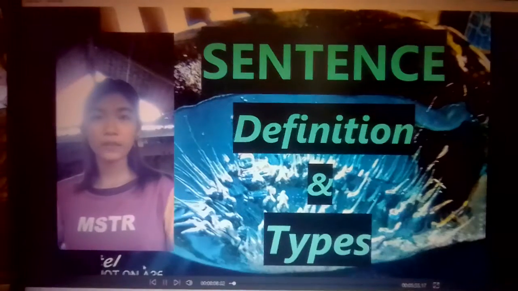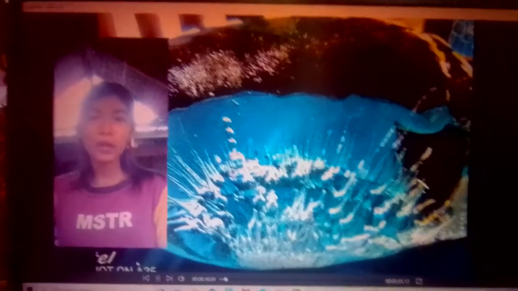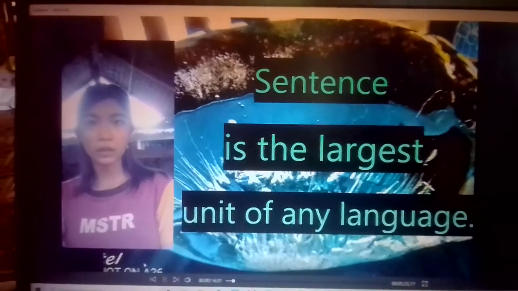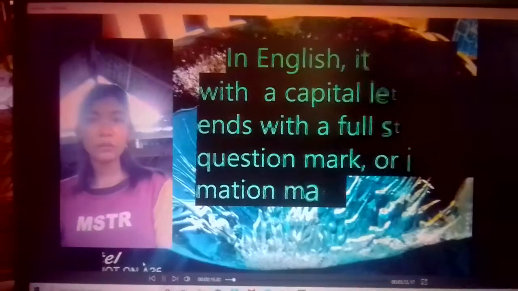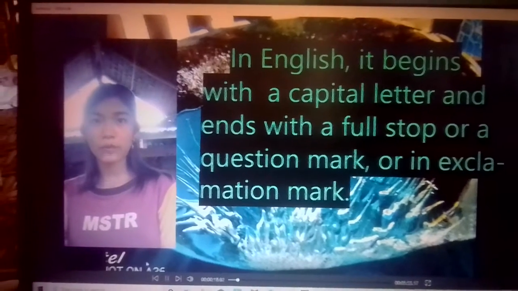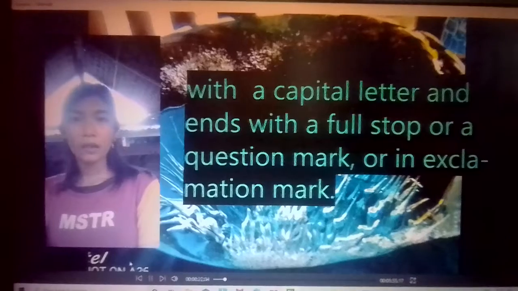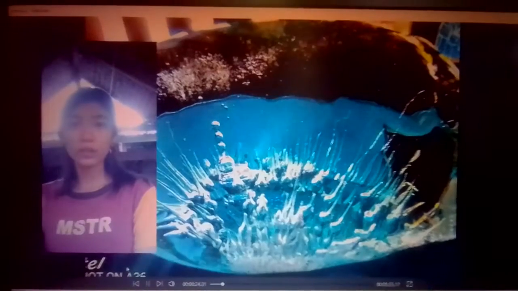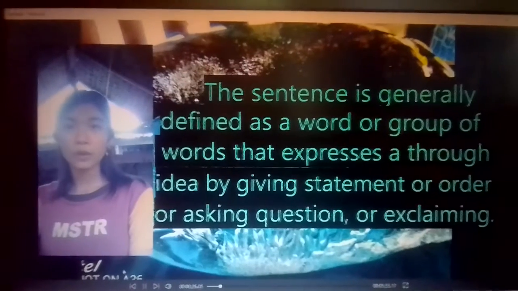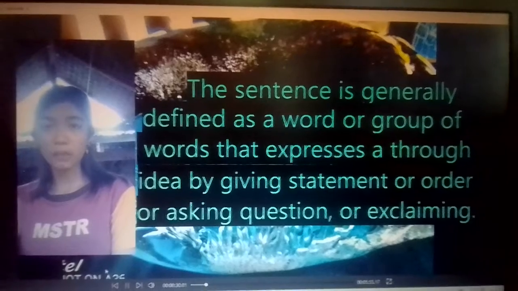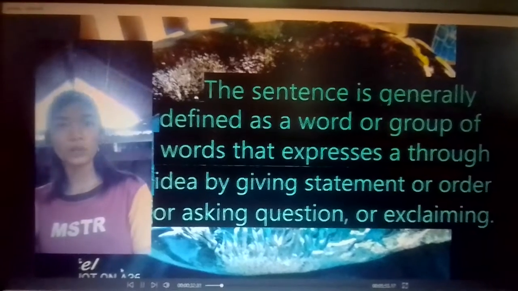The topic is sentence: its definition and its types. A sentence is the largest unit of any language. In English, it begins with a capital letter and ends with a full stop, a question mark, or an exclamation mark. A sentence is generally defined as a word or group of words that expresses a complete idea by giving a statement or order, asking a question, or exclaiming.